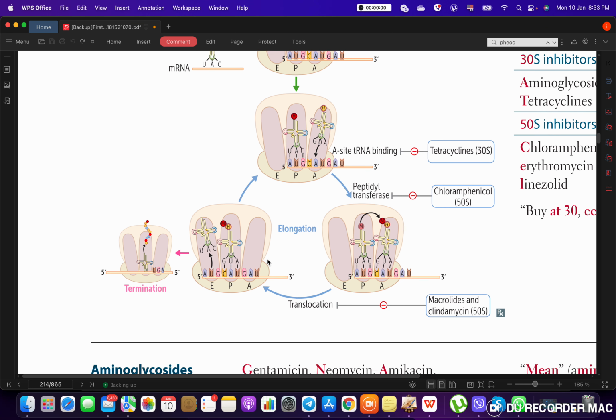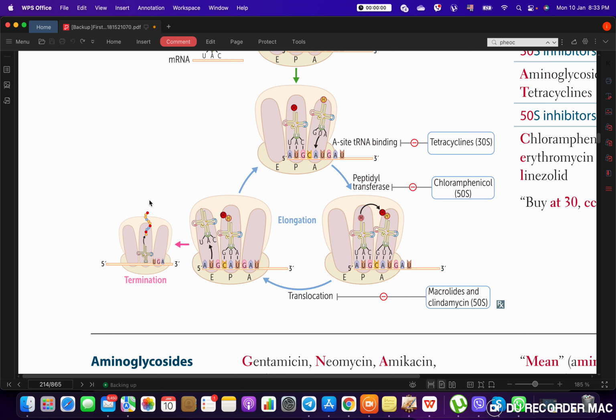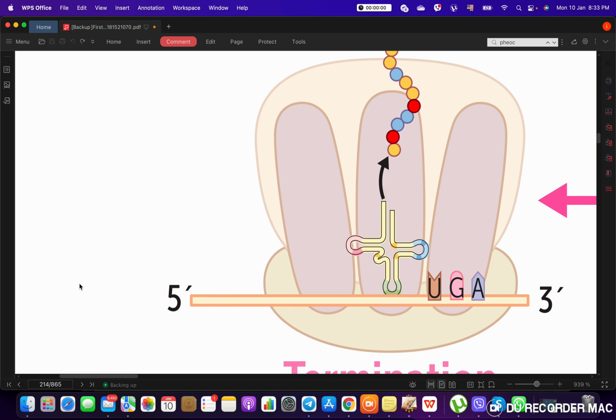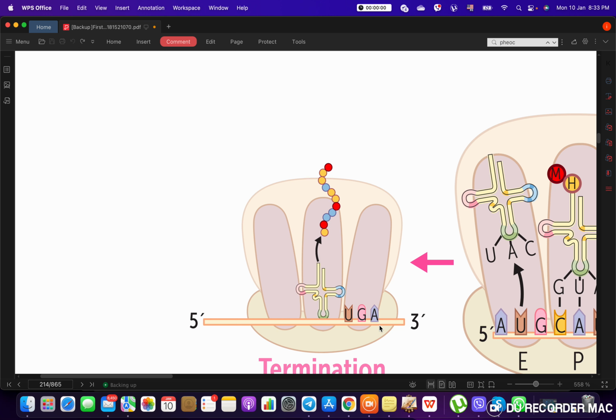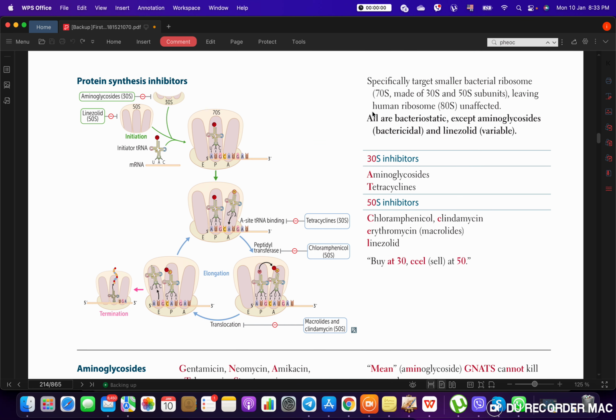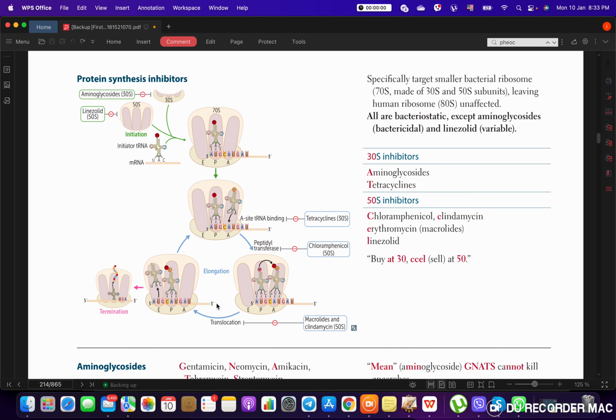And the last step will be termination, in which we have already made our polypeptide. And what will tell us that we have finished? One of the stop codons: UAA, UAG, UGA. When the sequence is seen as that, it will be cut off and the polypeptide will be released. Yes? So we need to attack different areas in this process to stop this thing from occurring, which is the protein synthesis in the bacteria.